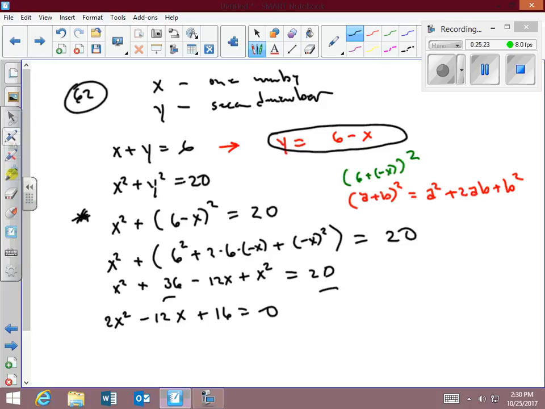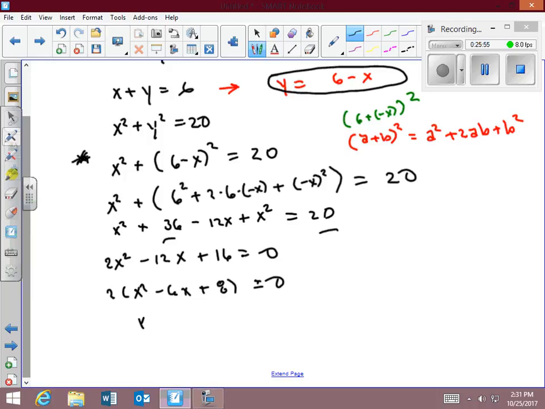Now then, what am I going to do next? Common factor. What's the common factor? 2. What you could actually do is divide 2 into both sides, but I'll take the 2 out like this. Is that right? Okay, notice that I could divide both sides by 2 and that 2 could just go away. So it's x squared minus 6x plus 8 equals 0.